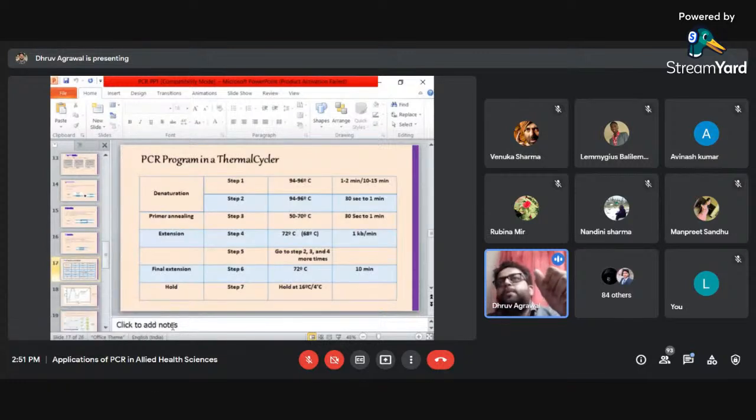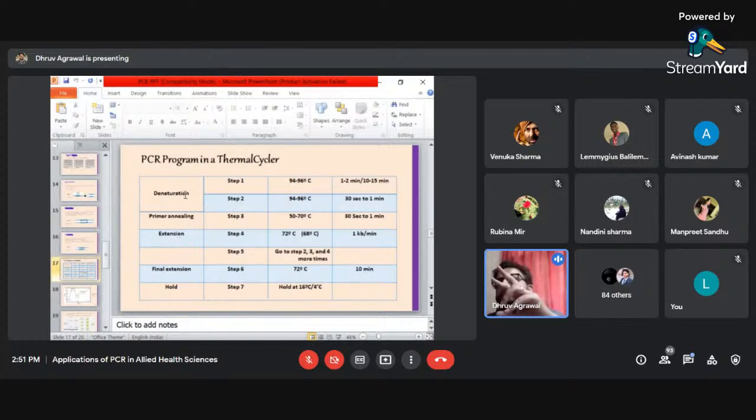So this is a program, how we fix a program in the thermocycler. In the practical, probably Dhruv sir will tell you how he has set the program. So you can see over here, the denaturation step is there, then the primer annealing step, then the extension step.